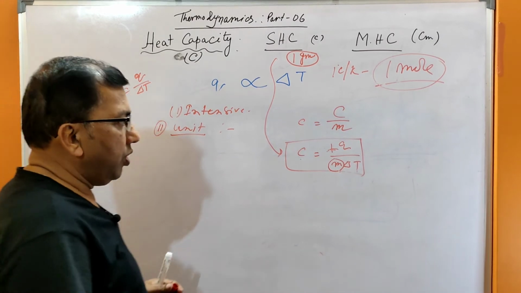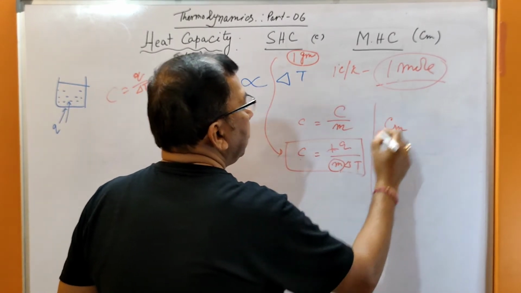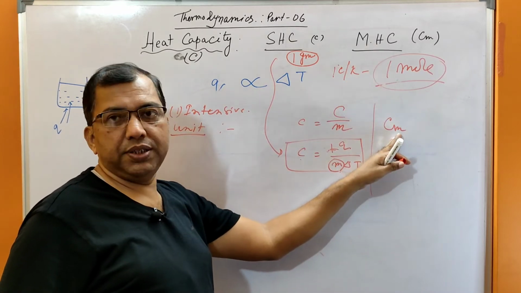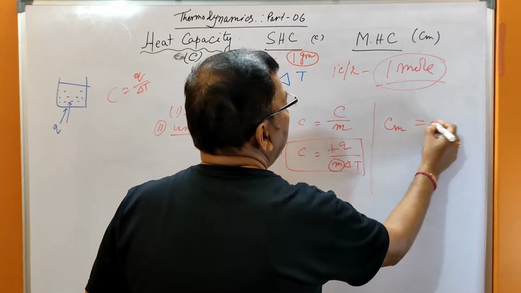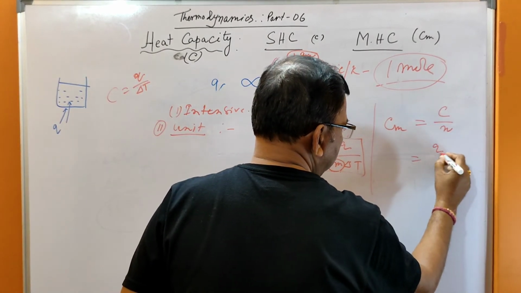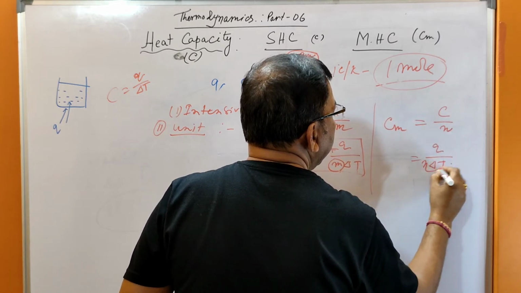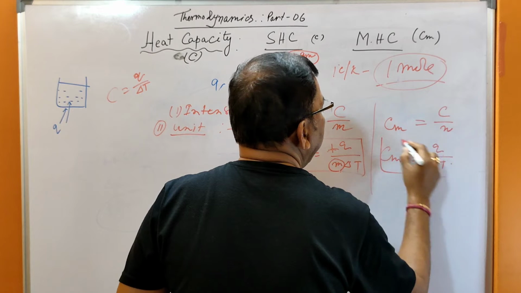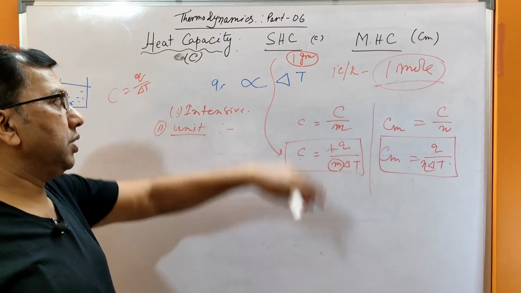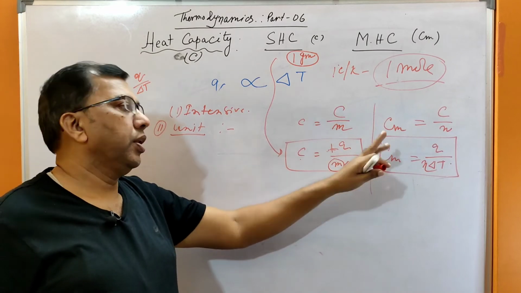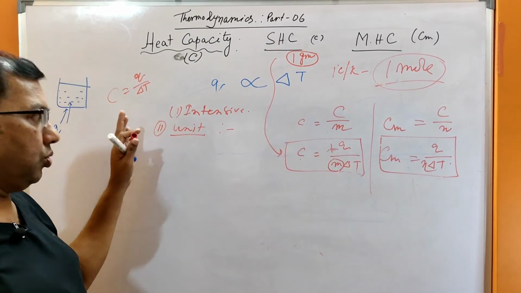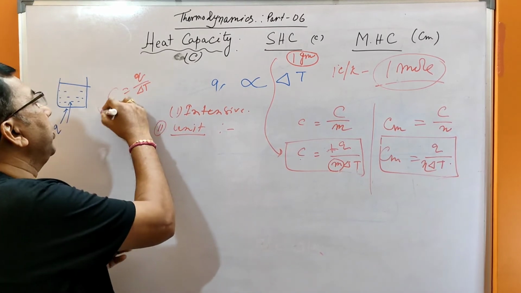So in this case, what do we get? We can express molar heat capacity as Cm. It equals C by N, the number of moles. C means Q by delta T, so Cm equals Q by N delta T. Here, specific heat C equals Q by M delta T, and here, heat capacity C equals Q by delta T.